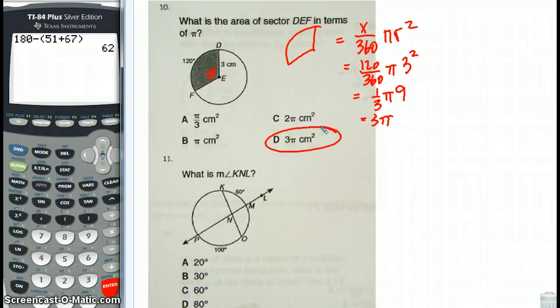So, up next, we want KNL. We're looking for that angle. And it's simply the average of the arcs that it intersects. So we're going to call that X. X equals 1/2 the average of the arcs. And that's going to be 160, 80.